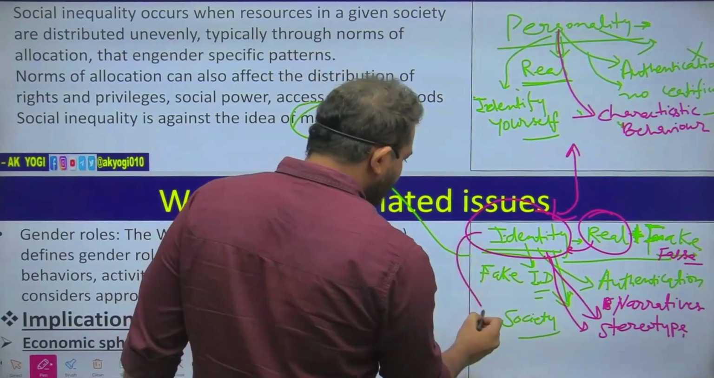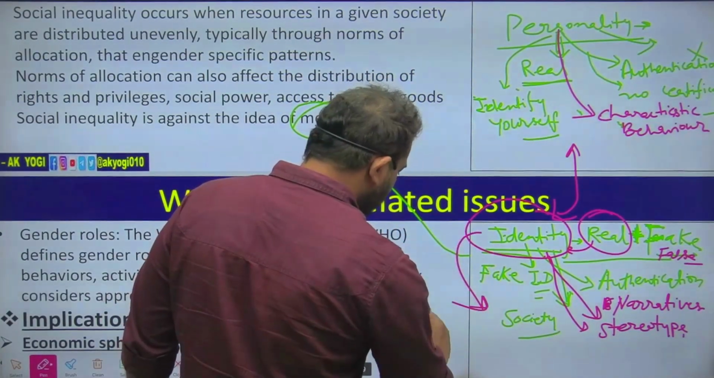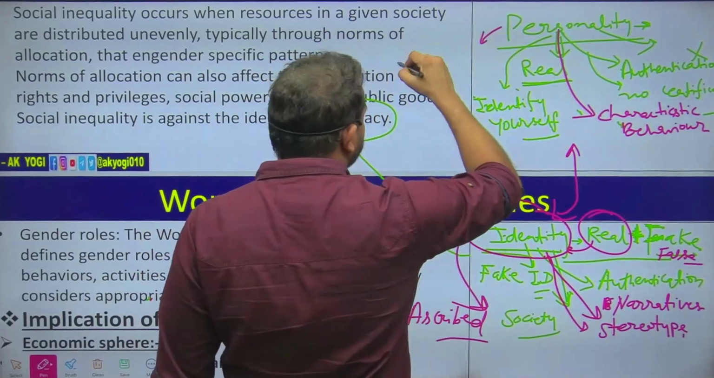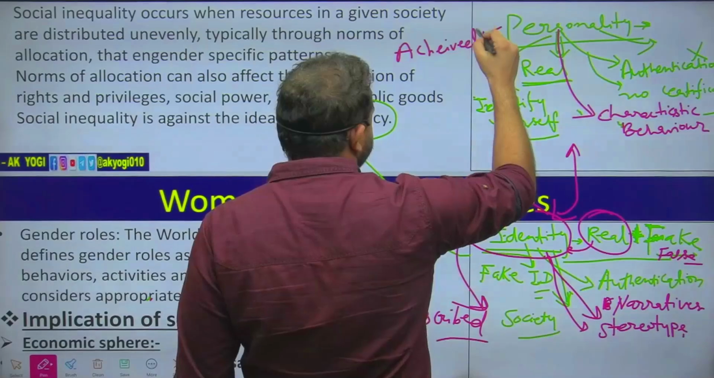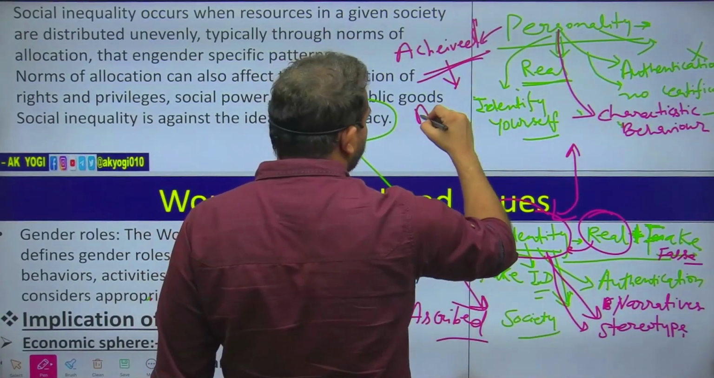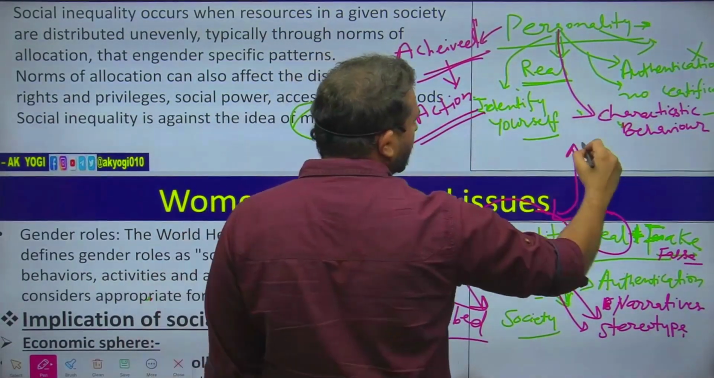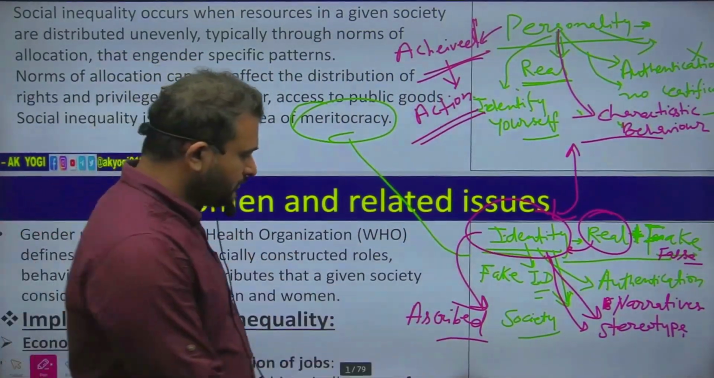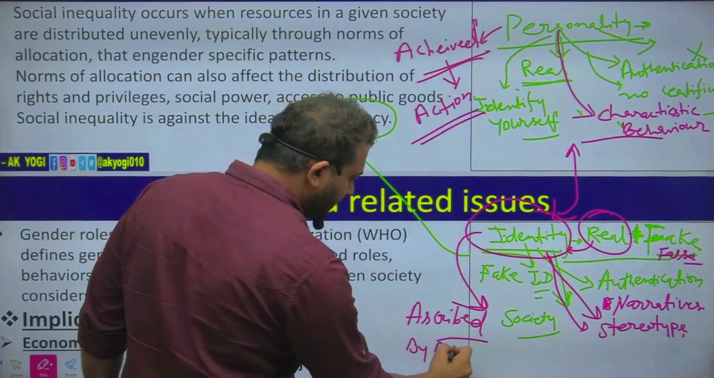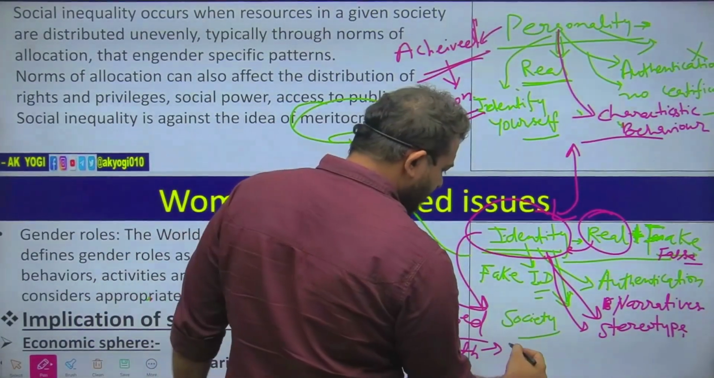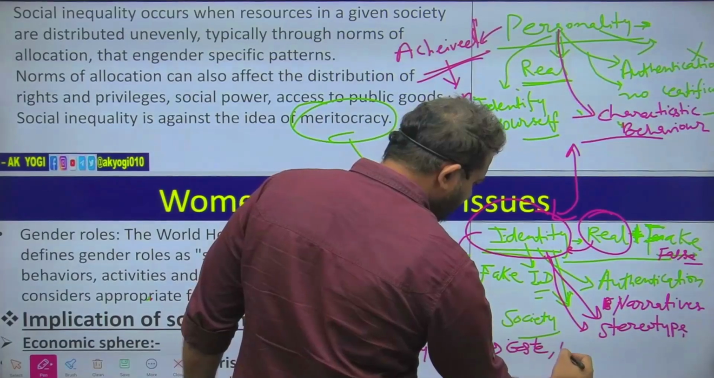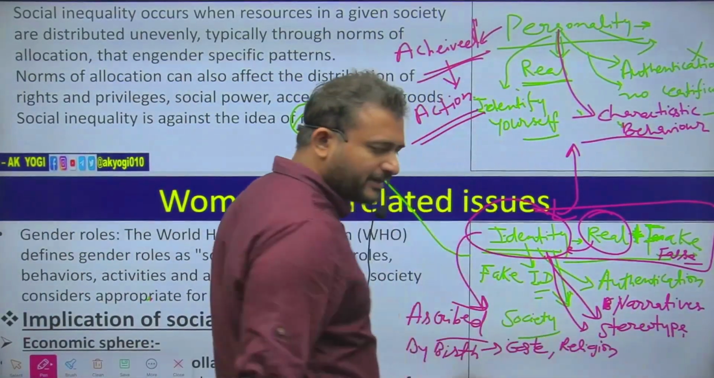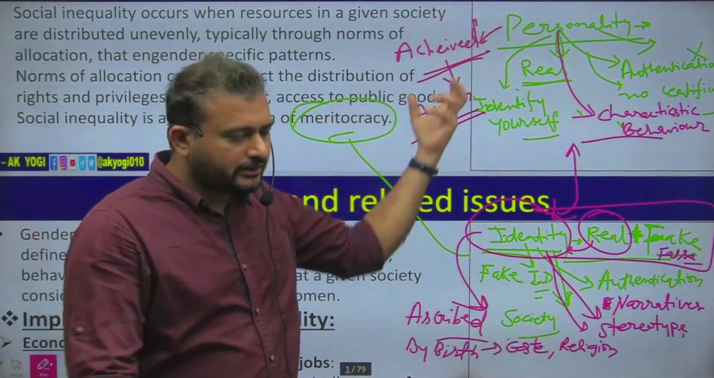Okay, identity is also from birth, like ascribed status, but personality is actually achieved status. It solely depends on your action or behavior, how you act or behave in society. That is personality, but identity can be ascribed by birth. Also, you get some kind of identity like surname, caste, religion. So identity possesses both real and fake or false characteristics, but personality is completely real.